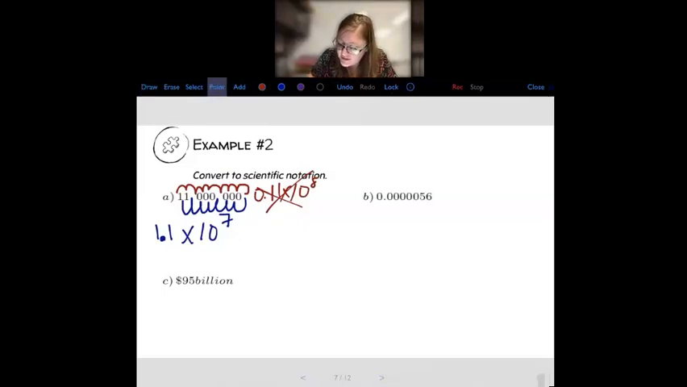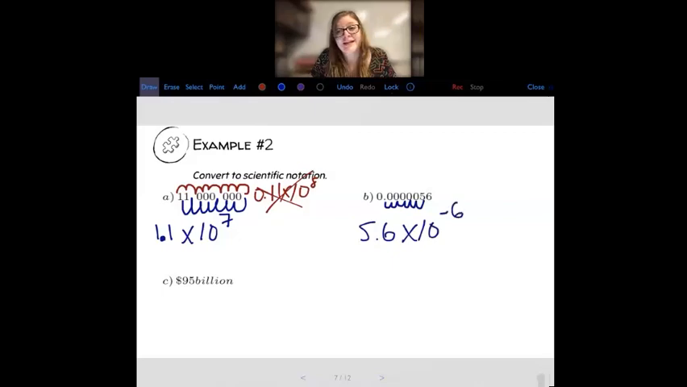So we would move the decimal and we're going to stop in between the 5 and the 6. 1, 2, 3, 4, 5, 6. So this is 5.6 times 10. Don't forget it has to be to the negative 6 since it's a small number.